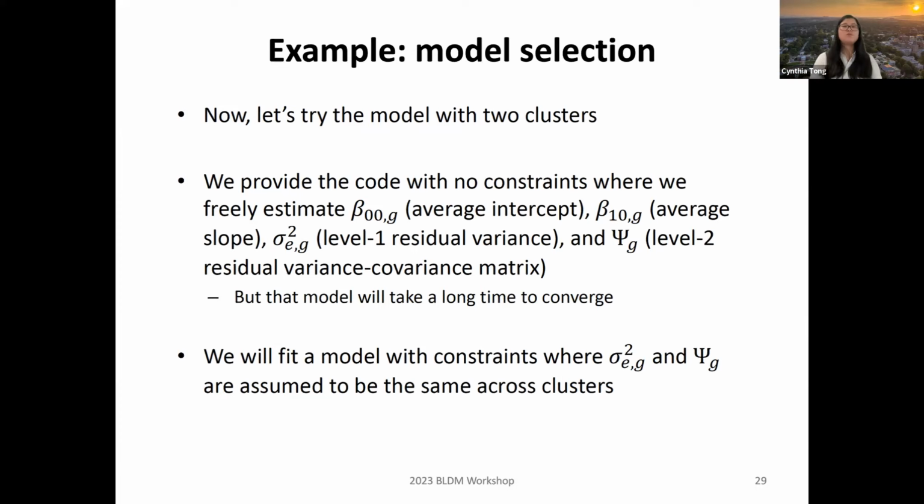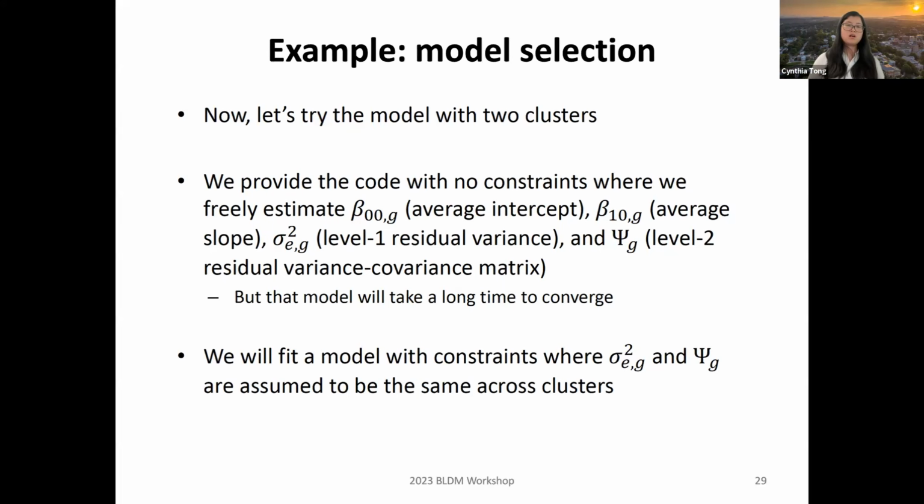Okay, so regarding the model selection, we just did step 1, which is to fit a 1-class model, and then we can fit an unconditional model with more than 1 class, right? We can fit a 2-class model, a 3-class model, and on the course website we provide the code with no constraints, where we freely estimate all the model parameters for different latent classes, but that model just takes a long time to converge. So I'm not going to illustrate that in our lab session.